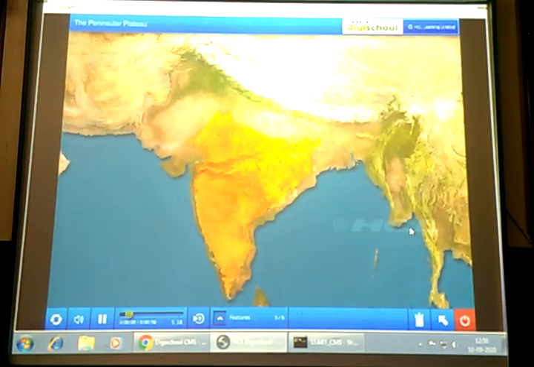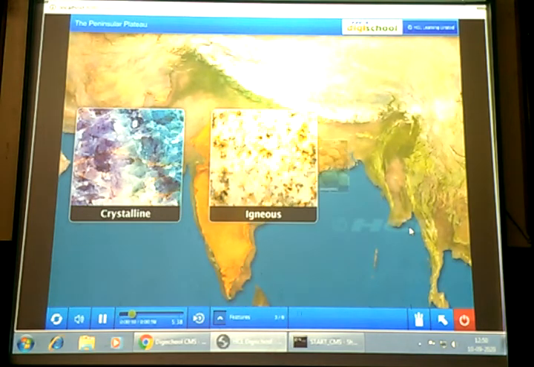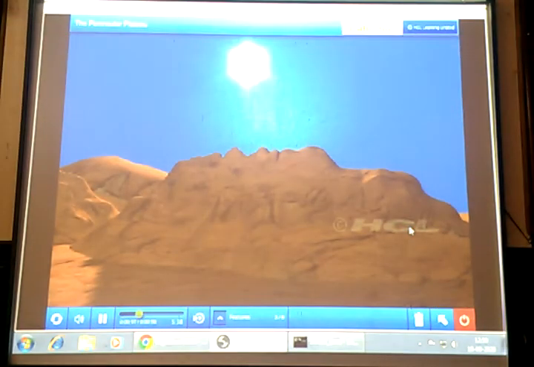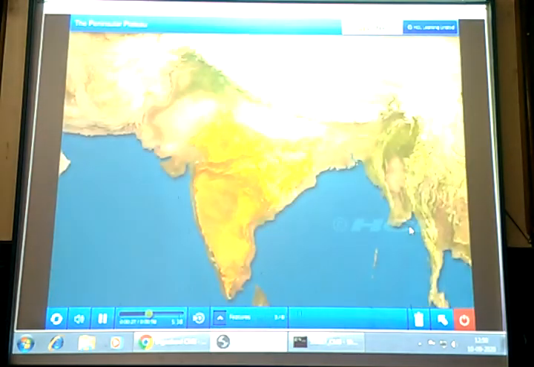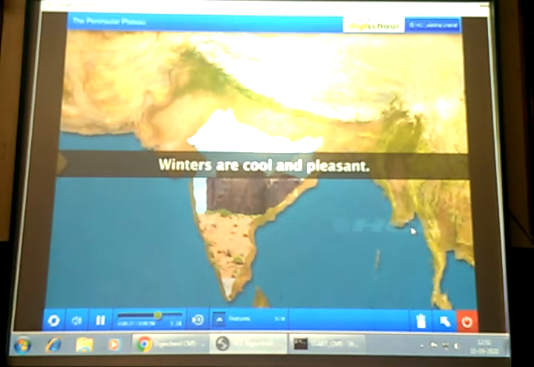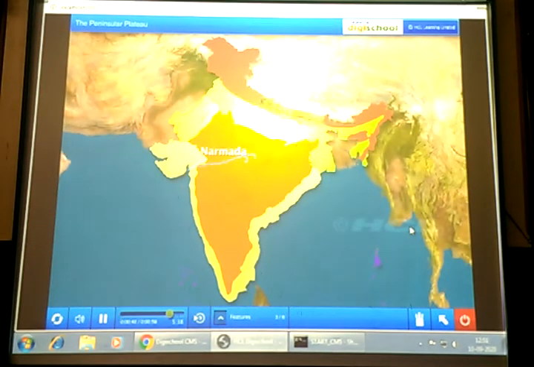The Peninsula Plateau is composed of old crystalline, igneous, and metamorphic rocks. These rocks absorb the heat during summer and make the surrounding regions very hot. Thus, the entire plateau is very hot during summer. The winter is cool and pleasant in most regions, except higher altitude regions which get extremely cold. The Narmada River divides the Peninsula Plateau into two broad divisions, namely the Central Highlands and the Deccan Plateau.